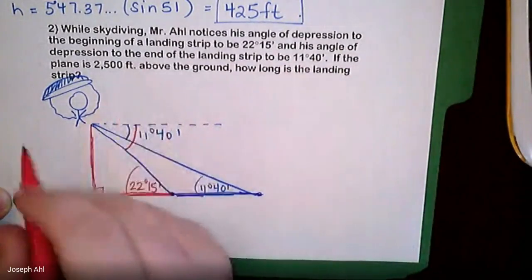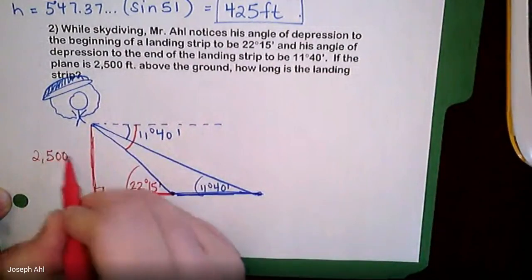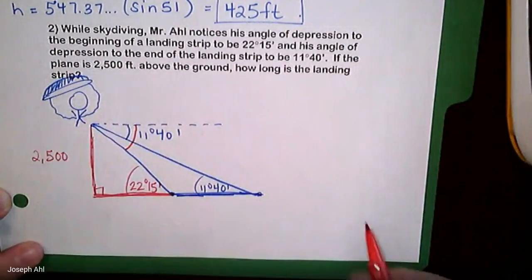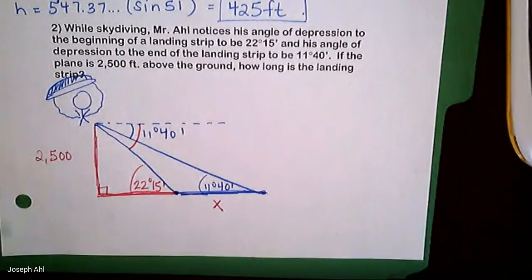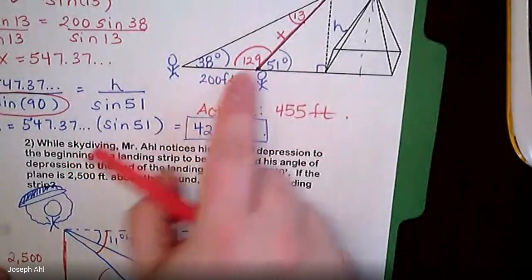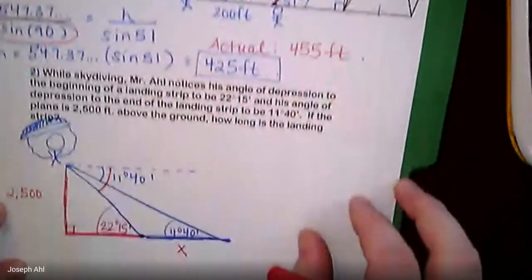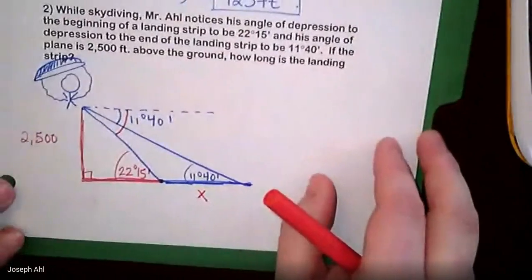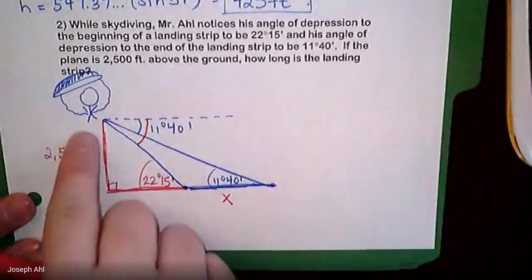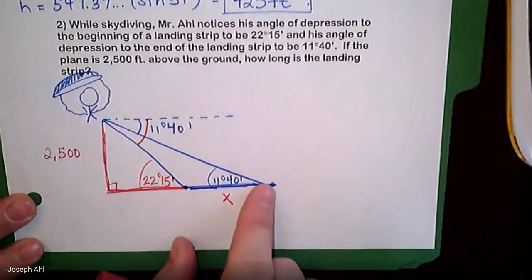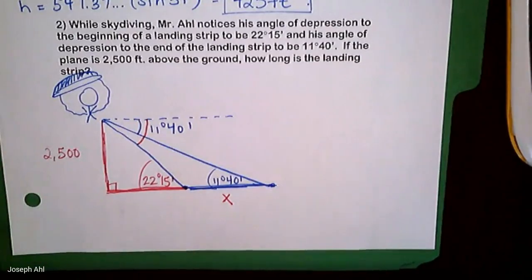What I know is that the plane is 2,500 feet above the ground. How long is this landing area? So it's actually the opposite of what we had up here. In this case, I knew the horizontal distance. I didn't know the vertical, the height. But now I know the height of the plane since I'm jumping from it. And I'm trying to find the length of this landing area. Okay. So in order to find that, again, you probably want to default to finding the shared side first.